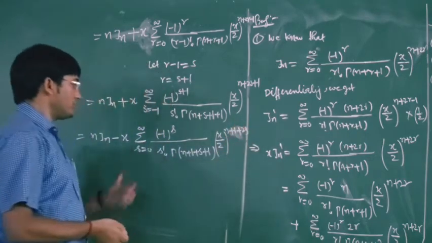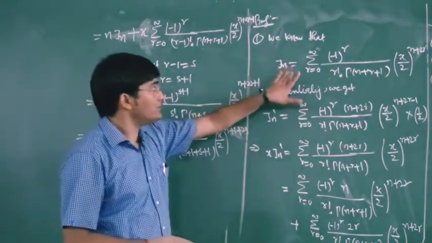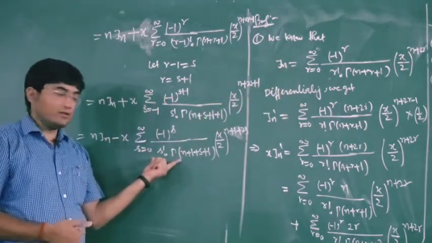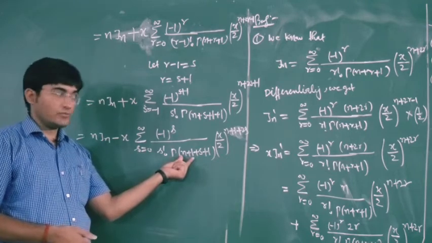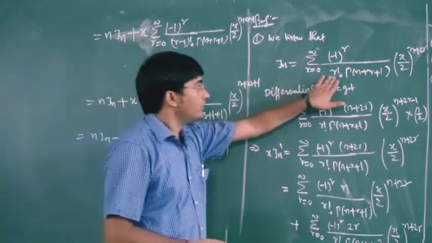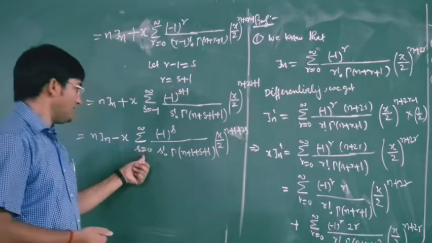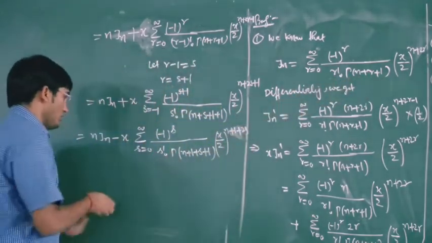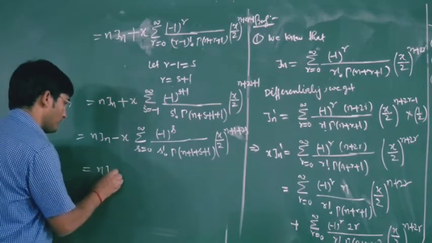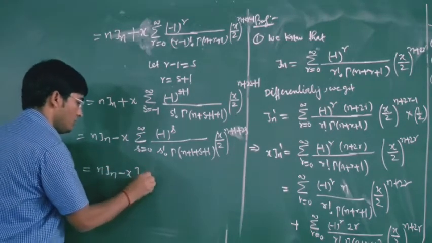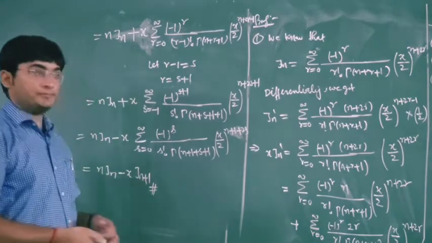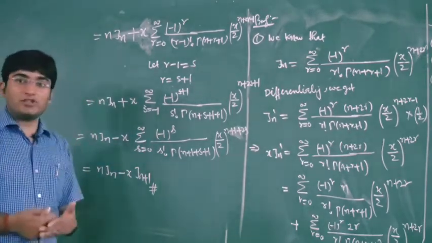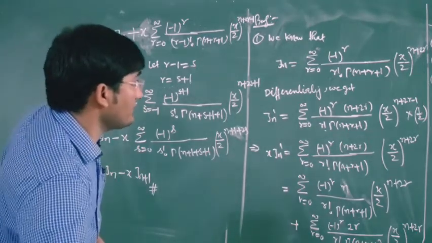Now if you compare this expression with this definition, then you can see that now in place of n we are getting n plus 1. Your summation is in terms of s, and at n now we have n plus 1. So that means this is your Jn plus 1. So this is the proof of the first part. That means your x Jn dash is equal to n Jn minus x Jn plus 1. Now let us prove the second part.